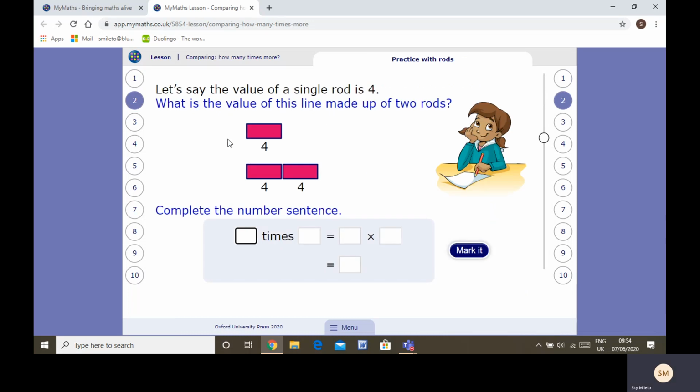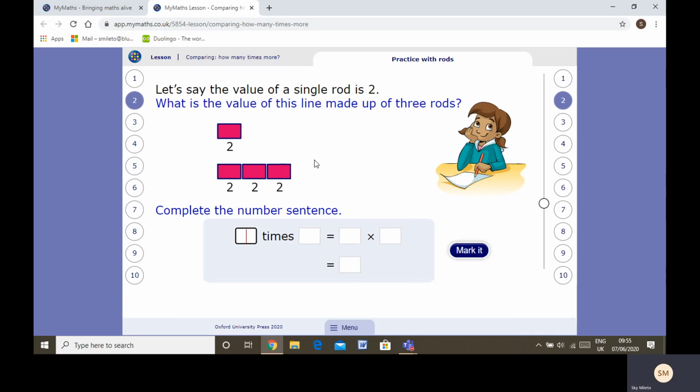So let's say the value of one rod is 4, and we've got 2 rods here. So we've got 2 times as many rods as in the first one. 2 times 4, because there is a 4 underneath one rod, so we know that 2 times 4 is our answer, which equals 2 times 4. They've just changed it to the symbol of times there. We know that we don't write the word times every time, we draw a little cross, and that equals 8.